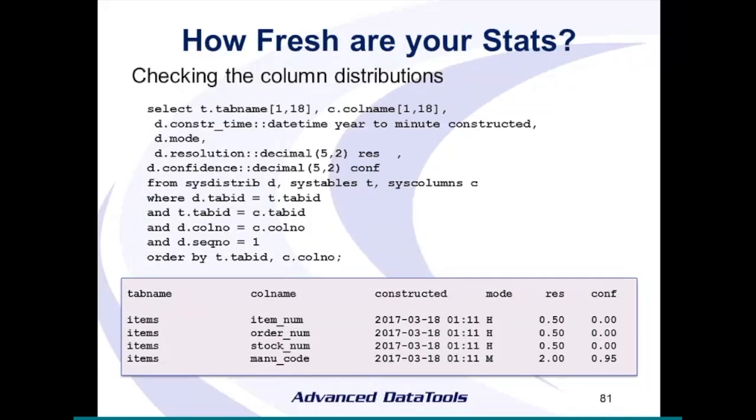The last thing here is checking the dates and times that your medium and high stats are being run. So here we can look at the sysdistrib table and join it to systables and syscolumns and see the timestamp for each column. So here we can see the constructed time for each column for each table. And again, we can say, oh, wow, that was several months ago. We should probably run update statistics, or why isn't this included in our update statistics?